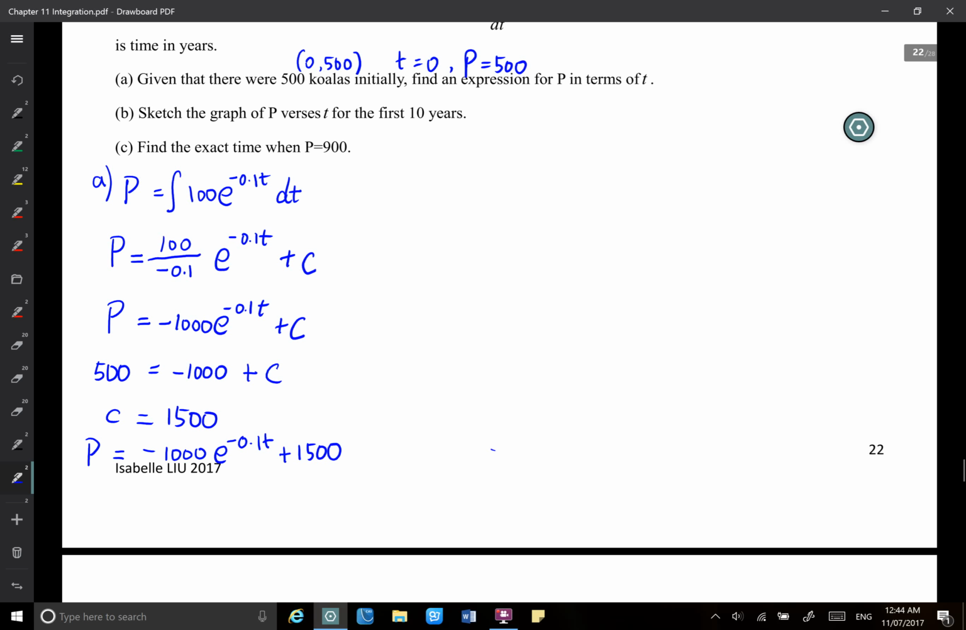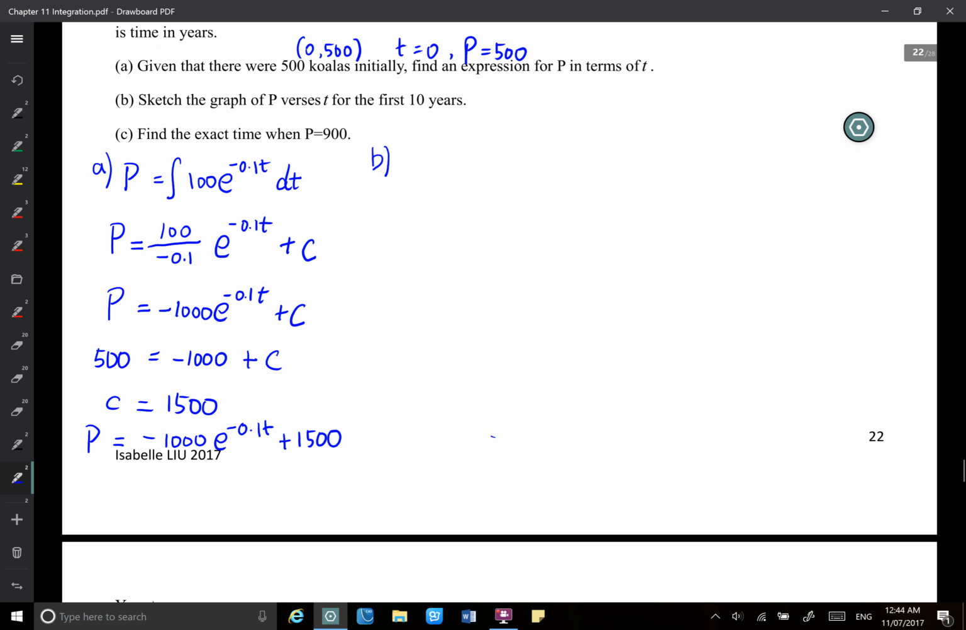Let's have a look at B. Sketch the graph of P versus t for the first 10 years. Obviously this is an exponential graph. What I need to be aware of is that for the first 10 years, I need to be aware of the domain. Let's just sketch.